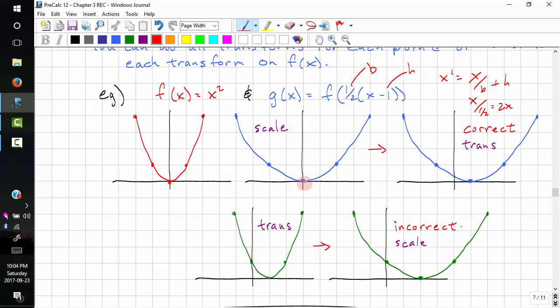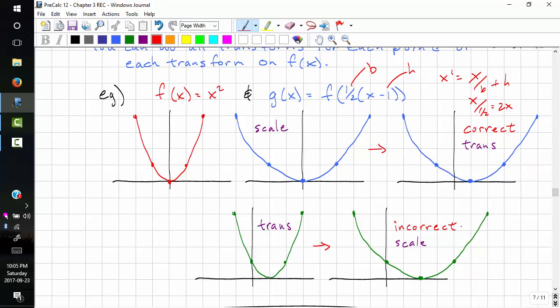So we go from 0 to 0, we go from 1 to 2, -1 to -2, 2 to 4, -2 to -4. So that's all scaled. Next, we do the translation, and we're going right 1, so 0 to 1, 2 to 3, -2 to -1, 4 to 5, and -4 to -3. And this is the correct way to do the transformation.